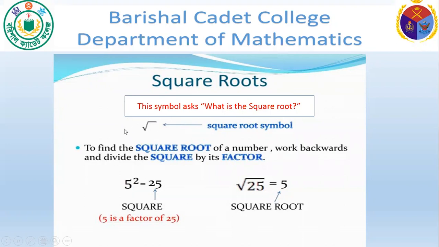Okay, this special symbol that I show you at the very beginning of my class is known as the square root symbol. To find the square root of a number, work backwards and divide the square by its factor. Here, 5 squared equals 25. This 25 is a square and 5 is a factor of 25. And root over 25 equals 5, that is the square root.